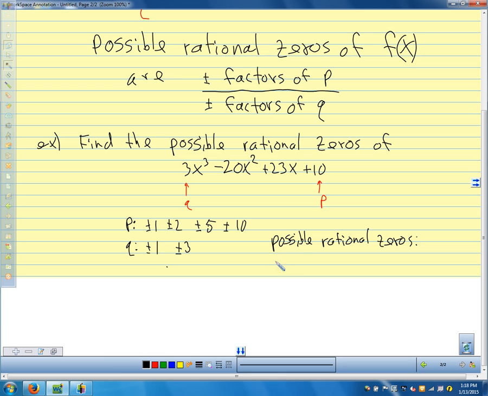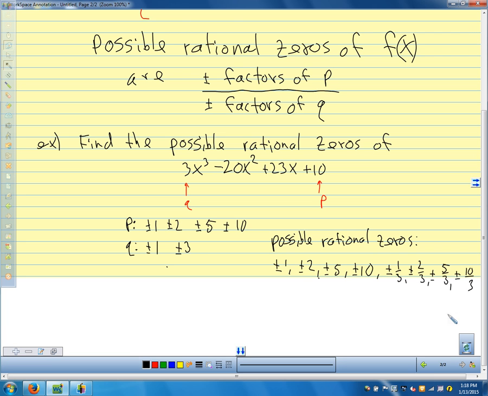So if 1 is in the denominator, we just get these numbers, plus or minus 1, plus or minus 2, plus or minus 5, plus or minus 10. But we can also make these fractions with q as a denominator. So we get plus or minus 1/3, plus or minus 2/3, plus or minus 5/3, and plus or minus 10/3. So all of those are possible rational real zeros.